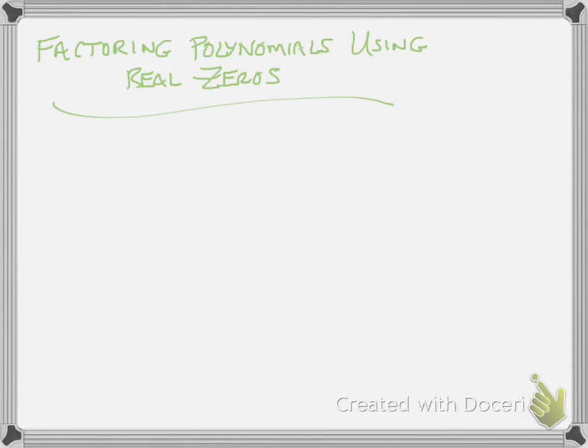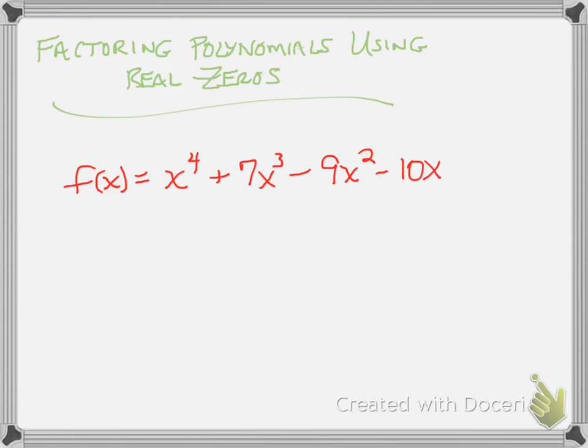We're going to do x to the fourth plus 7x cubed minus 9x squared minus 10x minus 16. So take a minute, go ahead and put that in your calculator, and go ahead and find the zeros. And on the next screen, we'll show you what those zeros look like.